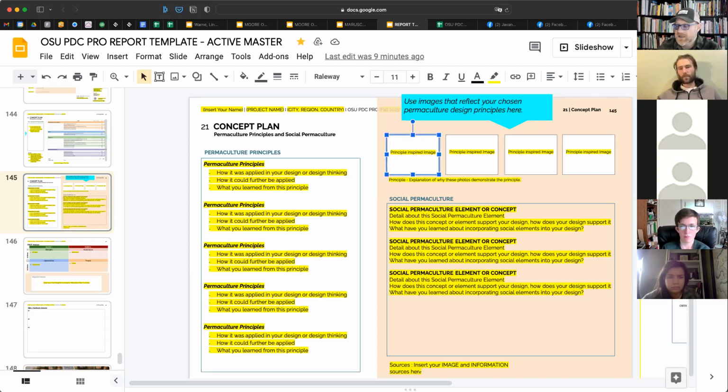So Michael, I completely get you. Put as much detail as you want into it. Know that when and if you decide to pass this over to the client, you'll be stripping out a lot of design elements. I would keep your student portfolio, copy and paste the entire portfolio, and then strip out anything that's more specific to the course. So OSU PDC Pro would turn into the project name and the city and country and regions potentially, or just the project name.